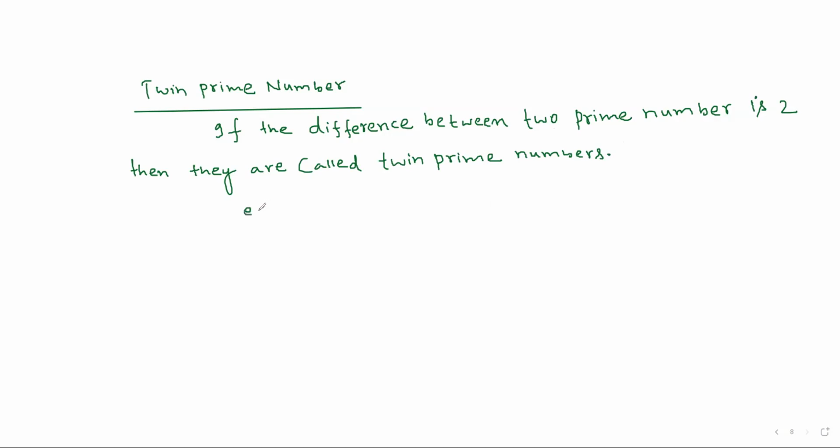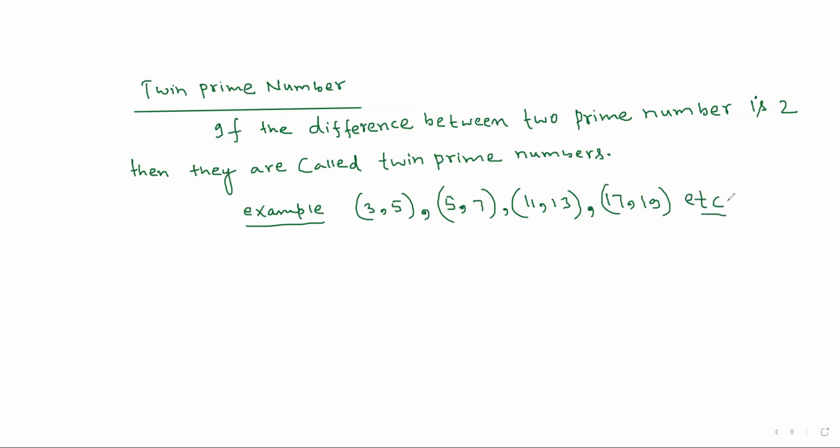So I think that is clear. For example, 3 and 5, 5 and 7, 11 and 13, 17 and 19, etc. The difference between these prime numbers is 2, and they are simply called twin prime numbers. So I think this is clear now. Yes, sir, it's clear now.